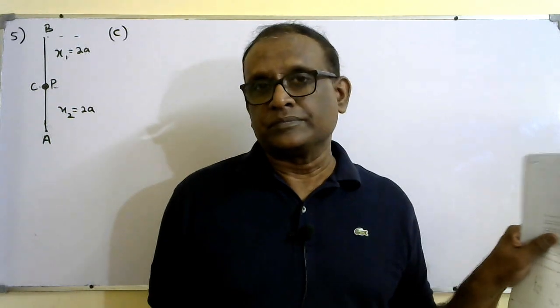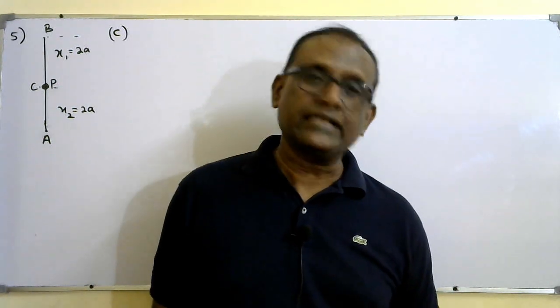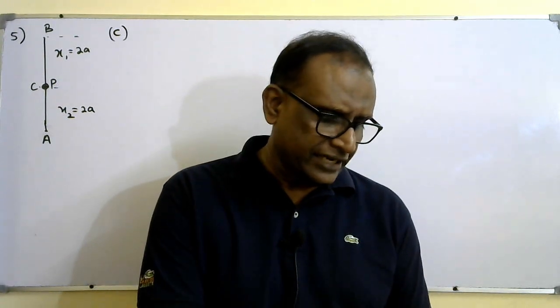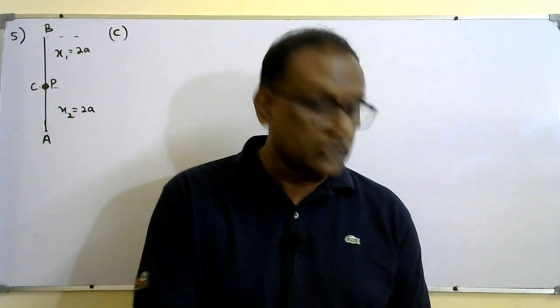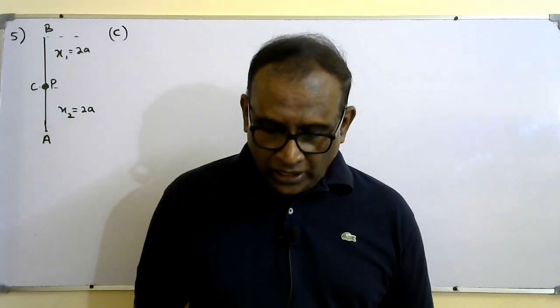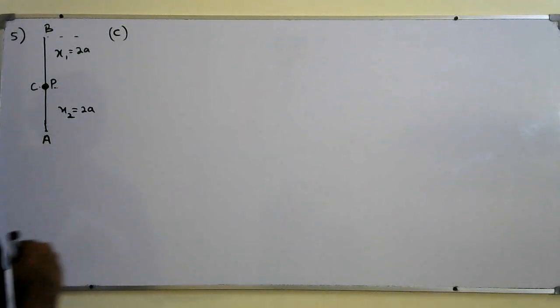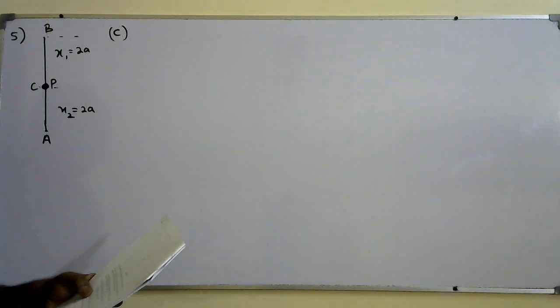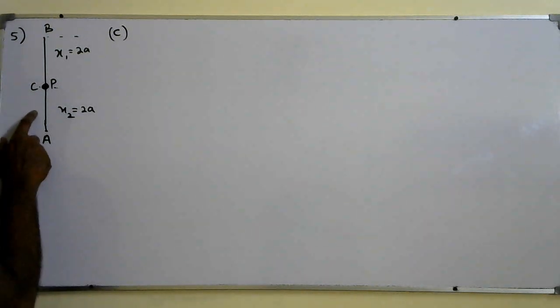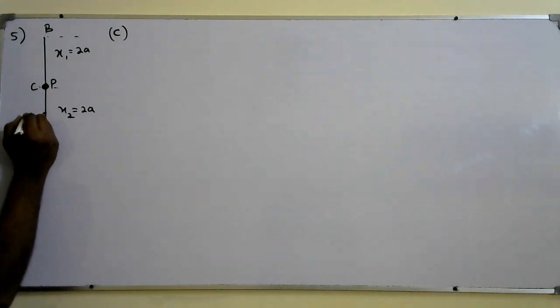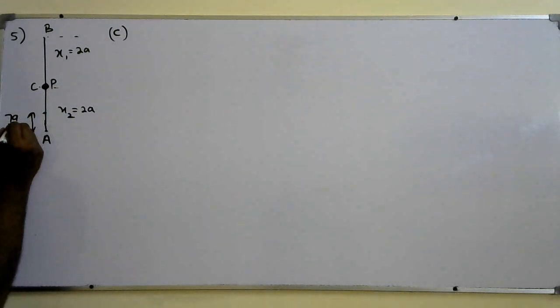I found the angular omega squared also. I think it's 5g over 2a. I found that also. Right, now when the particle is at a distance of 7a by 2 above A, this distance is 7a by 2.